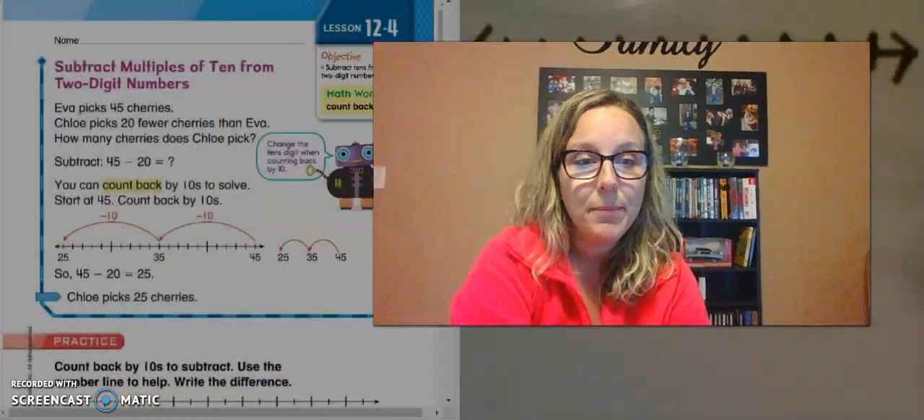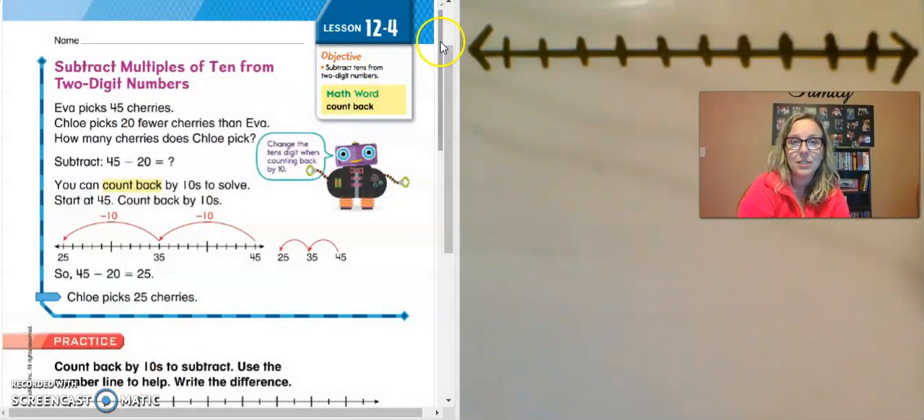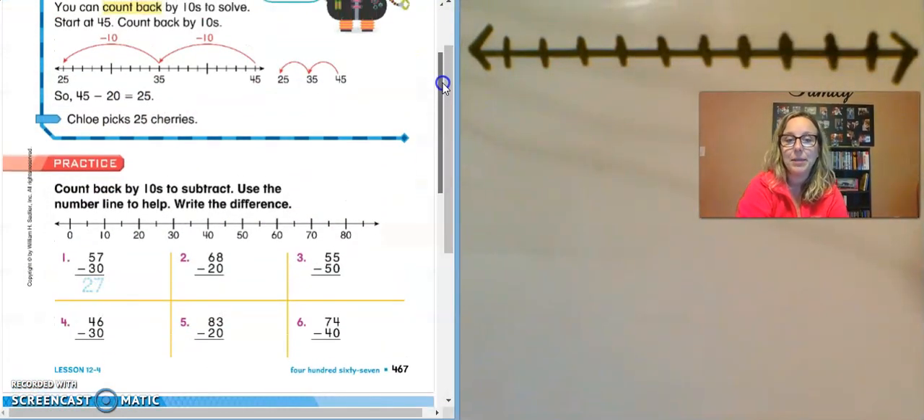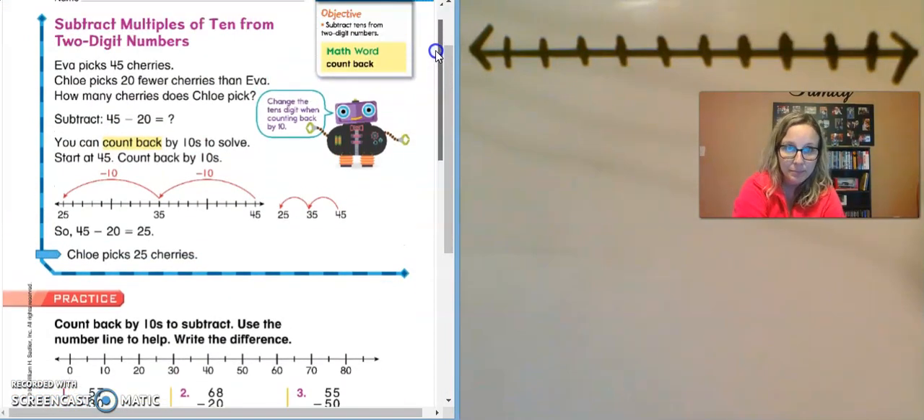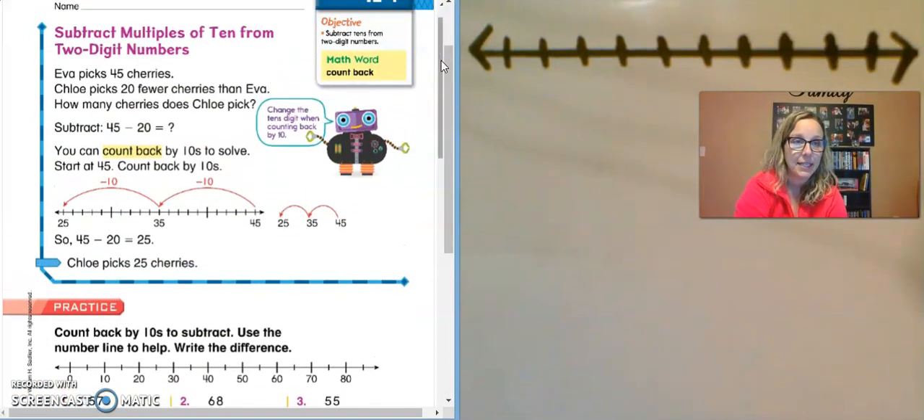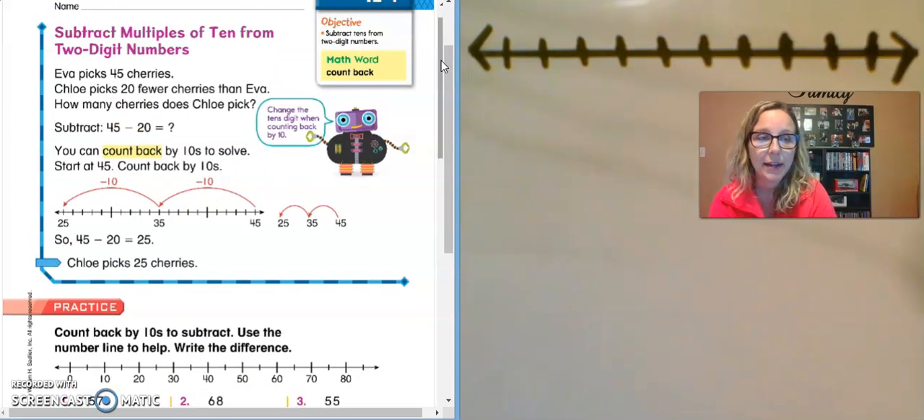So now what we're going to do is look at another method that you can use to subtract tens, and we will be using a number line to help us when we are counting back our tens. So if you open up your math books to lesson 12.4, it begins on page 467, and at the top it says subtract multiples of 10 from two-digit numbers.